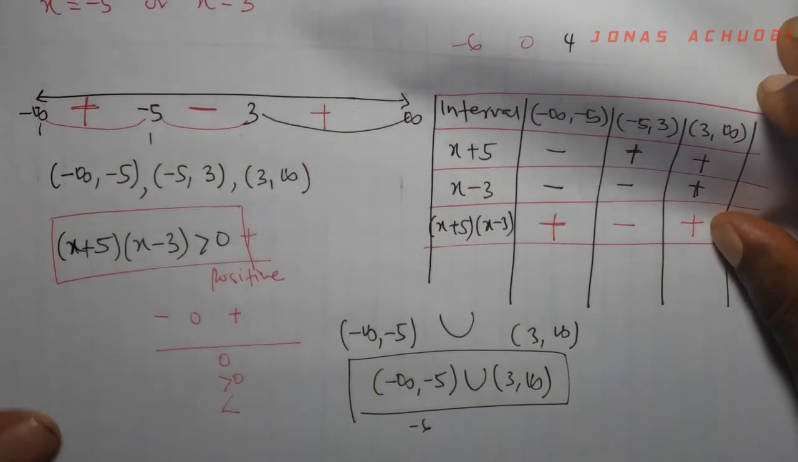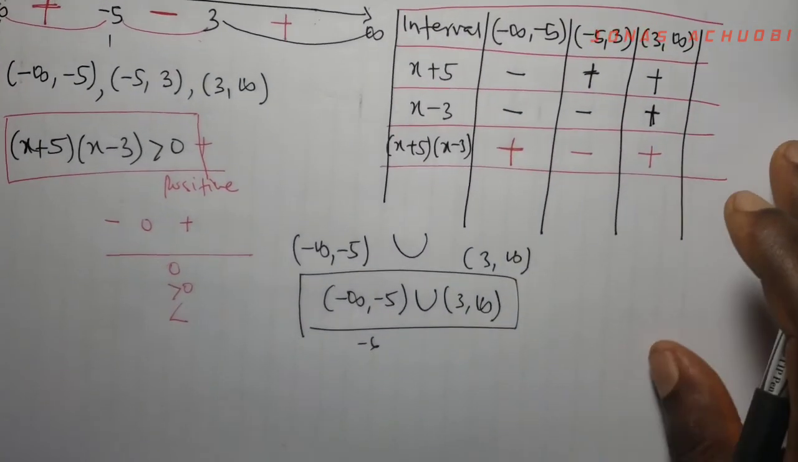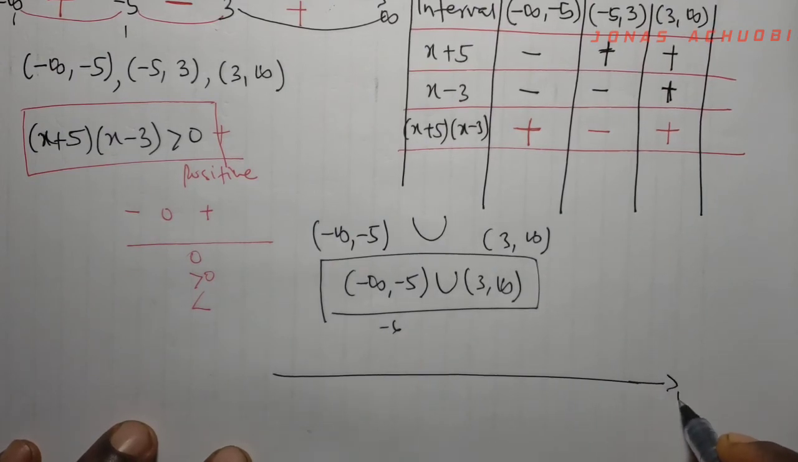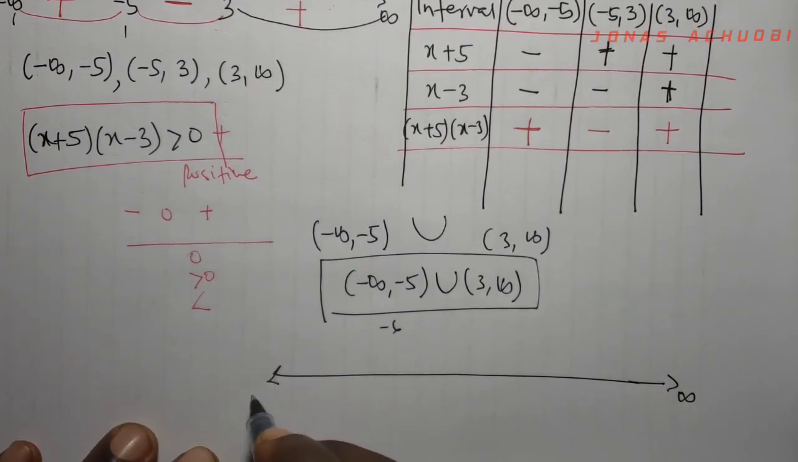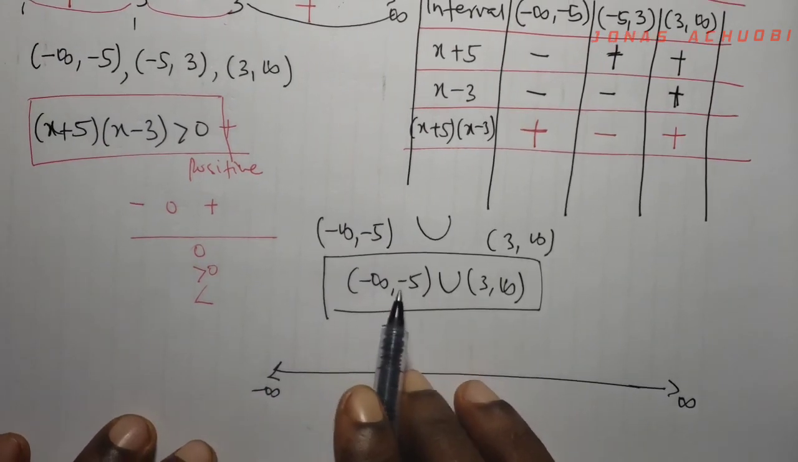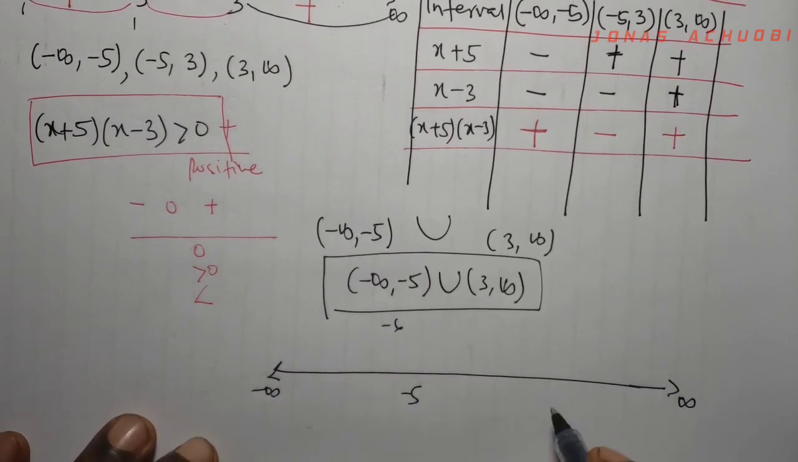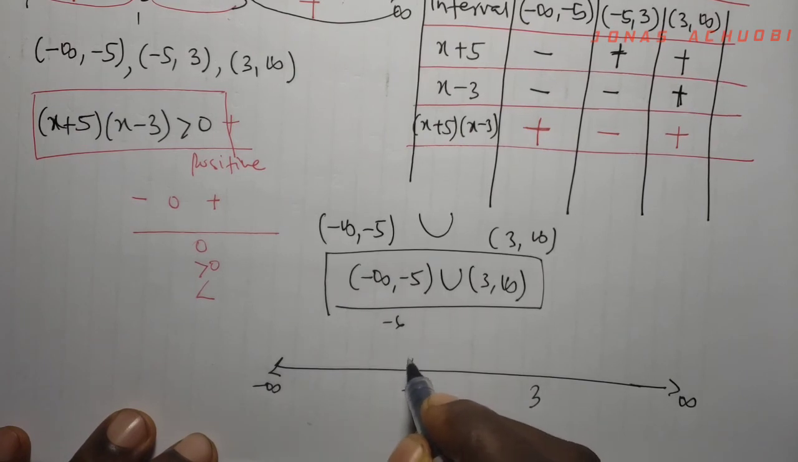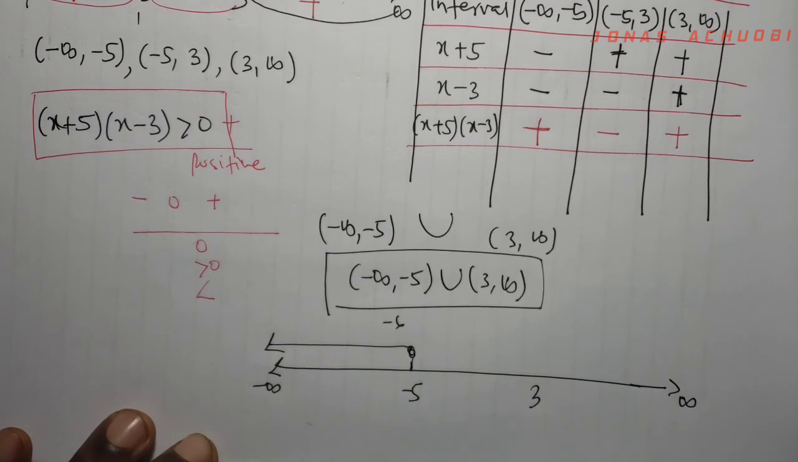So lastly, we can also represent our solution on a number line if we so please. Let us see how it looks. Remember, to the right is plus infinity, to the left is minus what? Infinity. So we have minus 5, the zero, and we have here 3. So this one says between minus infinity and minus 5, so from minus 5 towards negative infinity. That is what represents this first interval. The second interval is from 3 to infinity.